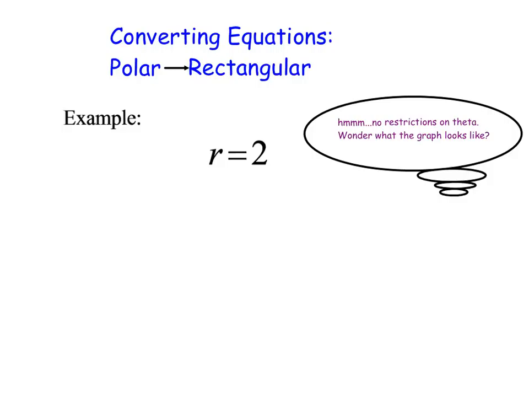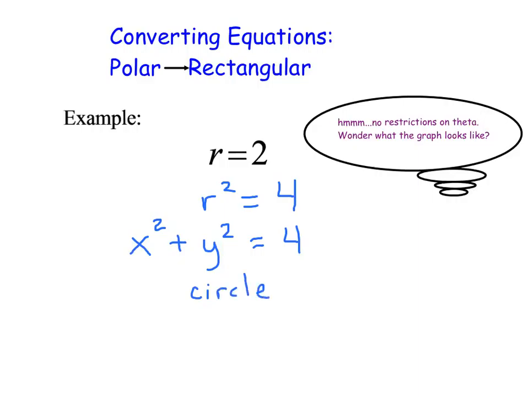So what I'm going to do is a little trick where I square both sides to get r squared equals 4. And then I'm going to replace the r squared with x squared plus y squared. So I have a circle where x squared plus y squared equals r squared. So r, or the radius, would be 2 and the center would be 0, 0.